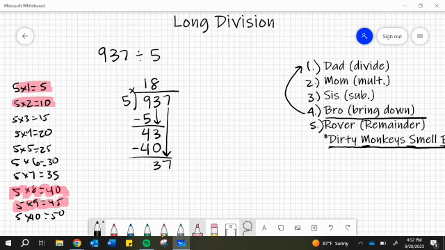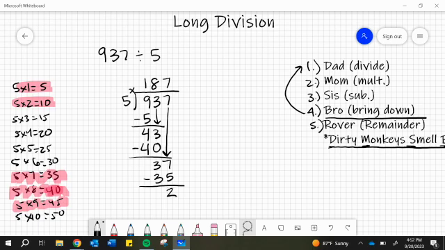Again, I go back to my math facts on my left-hand side. Again, I don't want to use 40 because 40 is above 37. So I'm going to use 35. And how do I get there? 7 5s can fit into 37, which gives me 35, right? 5 times 7 is 35. I subtract after I multiply. And then I get 2.